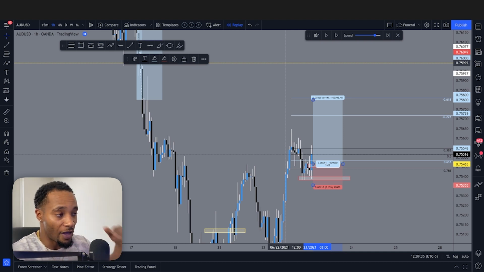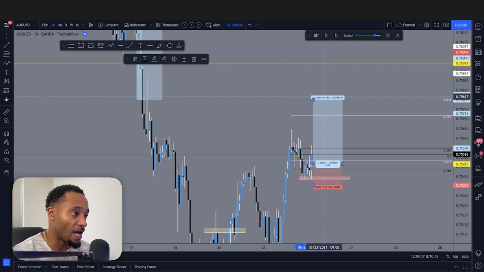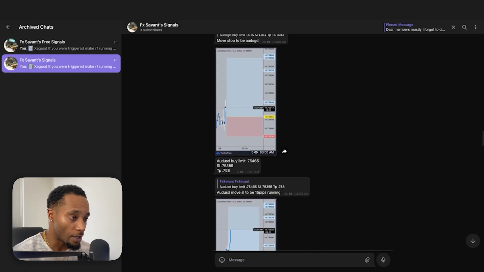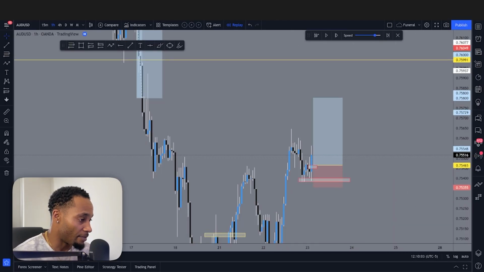Going along with the higher time frames, because our higher time frames triumph our lower time frames, we can see that there is a lot of room for this market to go. So I moved my take profit to the second TP, and that is where I look to get out of this trade and call it an overall winner. If we go over, we see AUD/USD buy limit 0.75465, stop loss at 0.75355, take profit at 0.758. Everything lines up, everything matches perfectly.